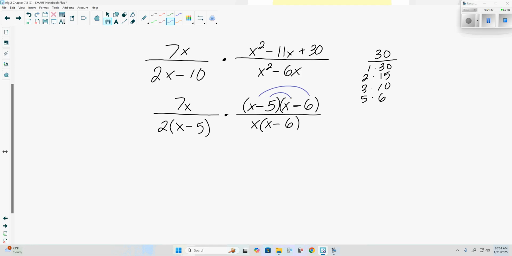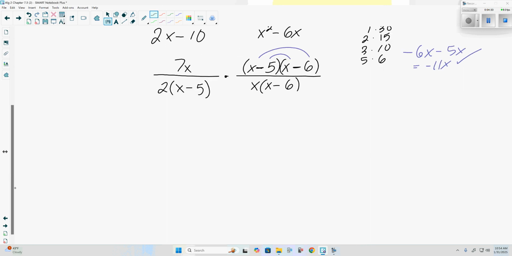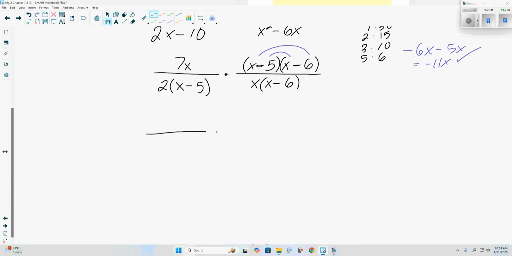And if we check this here, x times negative 6 would be negative 6x. Negative 5 times x is negative 5x. And negative 6x minus 5x is indeed negative 11x. That is the middle term we wanted. So these are completely factored, which means we can multiply them together.